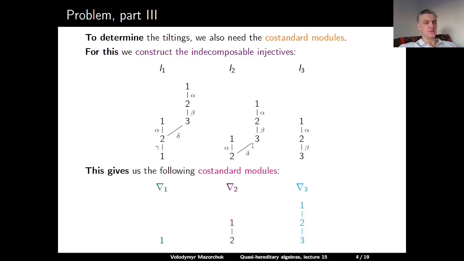And using these pictures we see that we have the following costandard modules for our algebra. So nabla 3 is just I3. If we take away the copy of I3 from I2, we get that nabla 2 has circle 2 and top 1. And nabla 1 is just 1. It's a simple module, as expected.